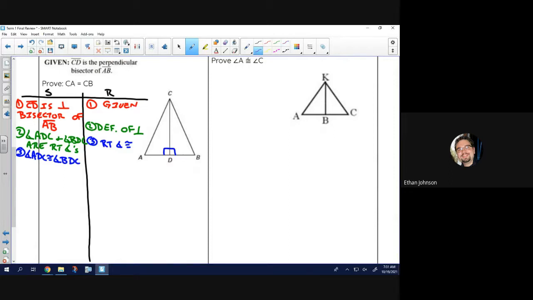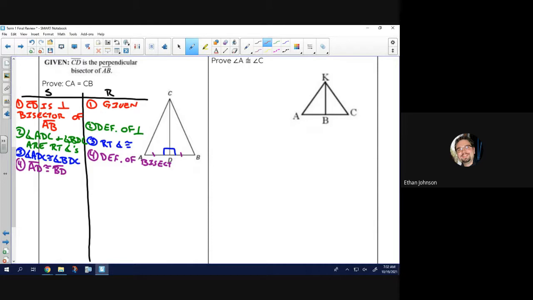So we had one other vocab word, bisector. So for my reason, I want to say definition of bisect. And bisect splits in half. So it says CD is splitting AB in half. So AD is congruent to BD. And I'll mark it. So we dealt with the vocab from our given.